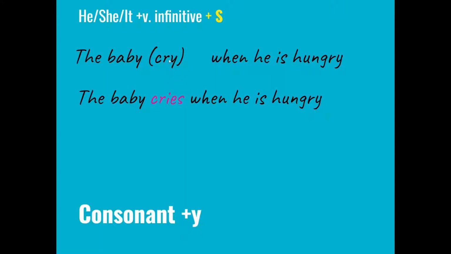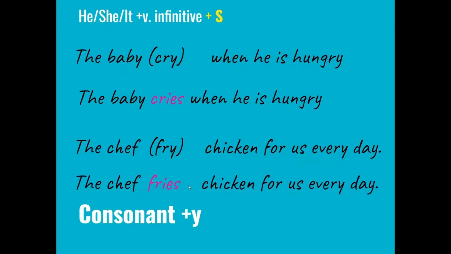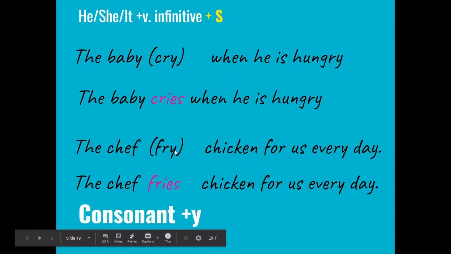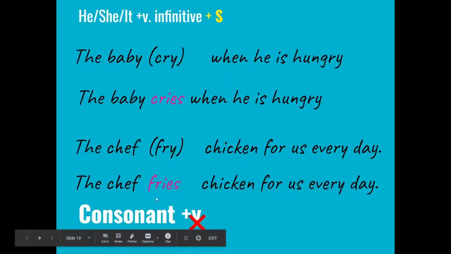So, the baby cries. What about this verb? Fry. The chef fries chicken for us every day. What happened here? Who can tell? How did this change into this? I did not just stick an S to it. No, this is wrong. I crossed the Y. I don't need it anymore. And I put IES instead. So if you have a verb ending in a consonant plus Y, you cross the Y and add IES.